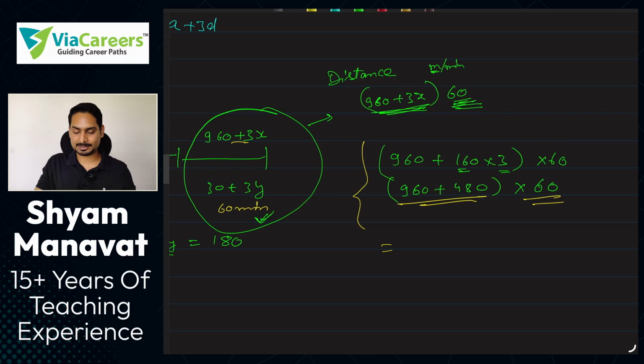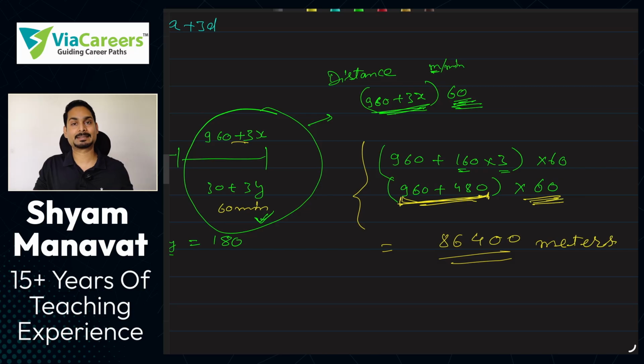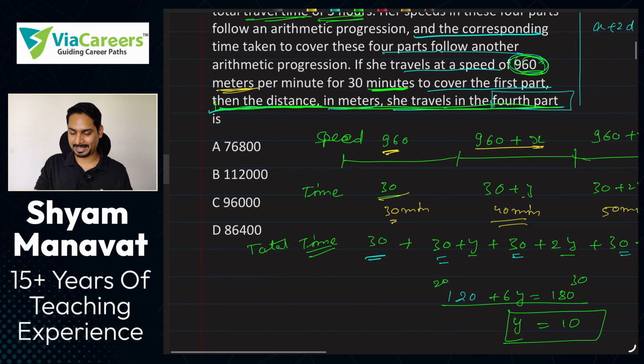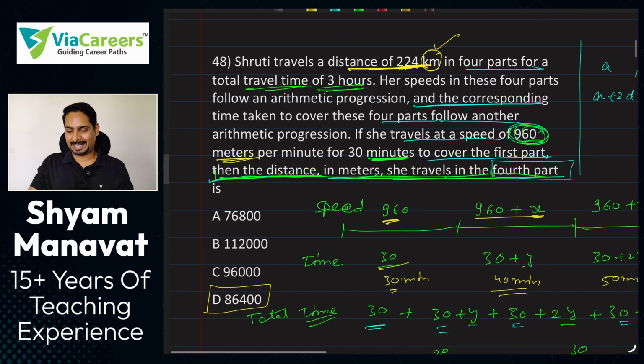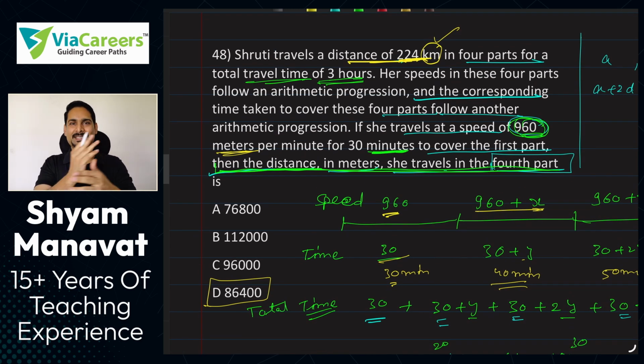So if you simplify this, you should get the value as 86400. Okay, that many meters. That's your answer. Okay, add 960 plus 480 and multiply by 60 and see what you get. Okay, and that's your answer. Do you have this? Here's option number D is your answer. Understood? Okay, let's solve the next question.